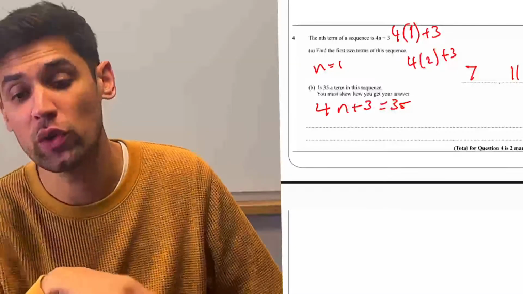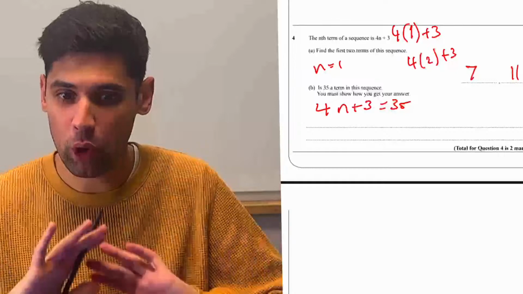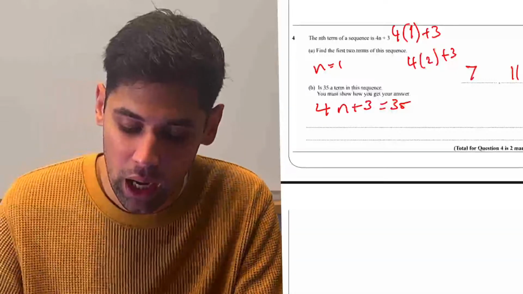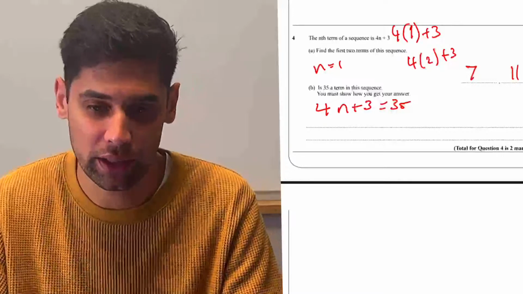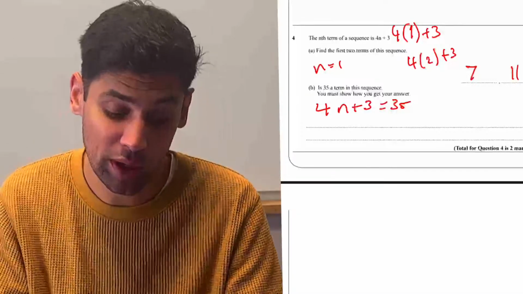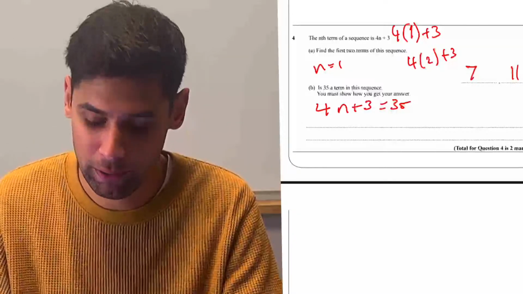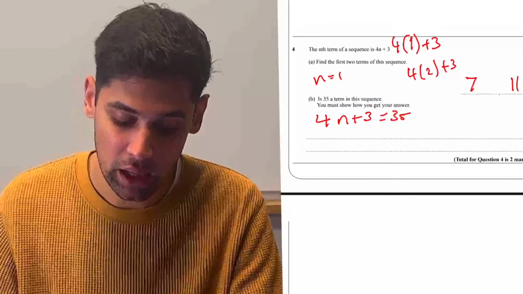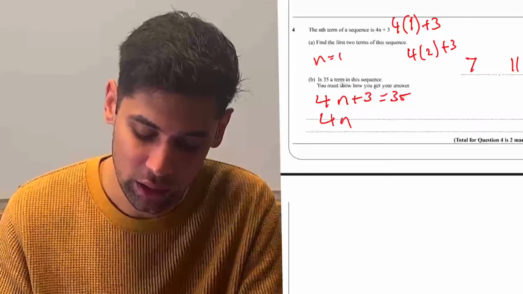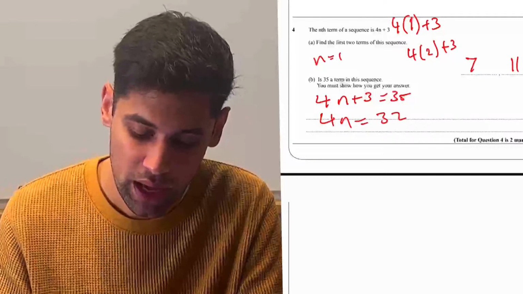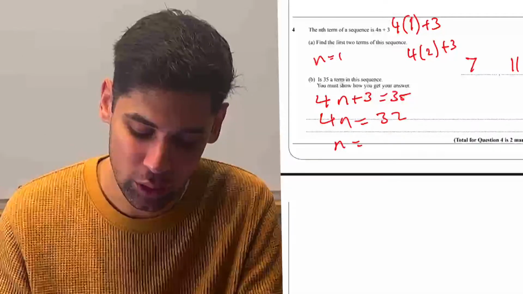So what I'm going to do is show you a method that works all the time, on every occasion. And that is to equate the equation with the value you're trying to find, whether it's in it, which is what I've done here. 4n plus 3 equals 35. So what we're going to do is try and find n. So we minus 3 from both sides. We get 4n equals 32. And then divide by 4, n equals 8.